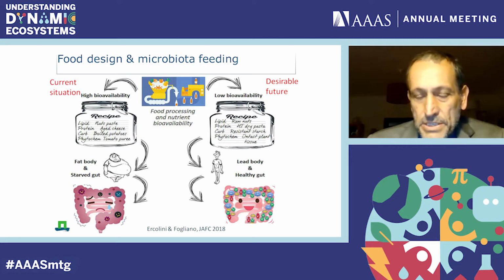So the moment that we start to think about the design of a food, we can take 2 different directions. The mainstream up to now is to design a recipe that is full of available lipid, protein, carbohydrate, and phytochemicals. And these are all very easy to absorb for our body. That means our body usually receives an excess of calories, but also an excess of nutrients.